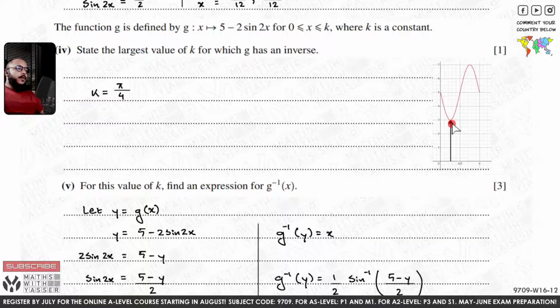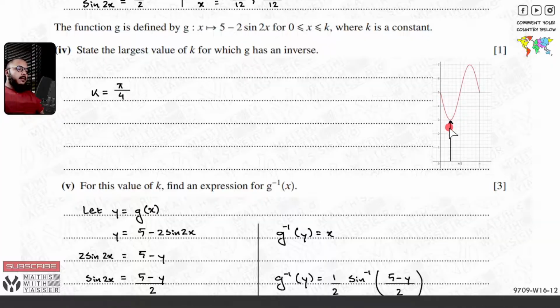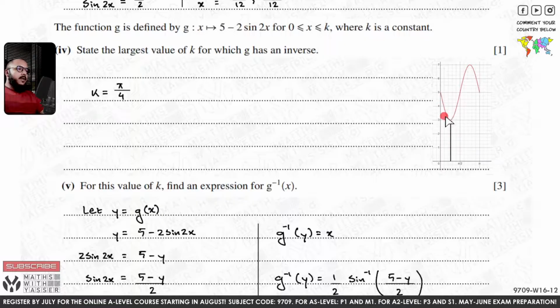But if we consider maximum up to pi by 4, it is a 1 to 1 function. Any part of the graph below pi by 4 is 1 to 1, but the largest value is pi by 4. If you go above pi by 4, it becomes again a many to 1 function. And how did we find that this will be pi by 4? The reason is we need to look into the graph again.